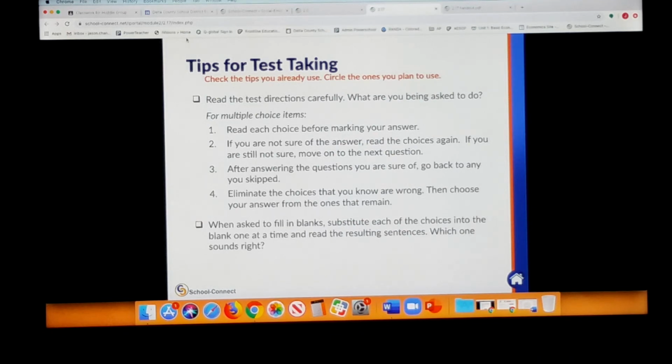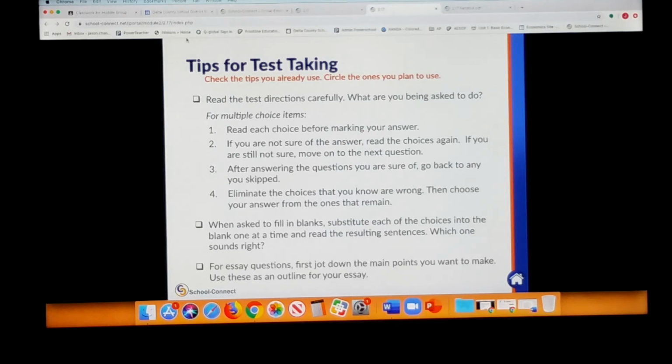So when asked to fill in the blank, substitute each of the choices in the blank one at a time and then read the resulting sentence. Which one sounds right? This is one we can use a lot in our vocab tests when you got those fill in the blank for the vocabs. Put in the words that you're questioning, and if the sentence sounds ridiculous after you read it, then you can probably scratch that word off and move on to another one.